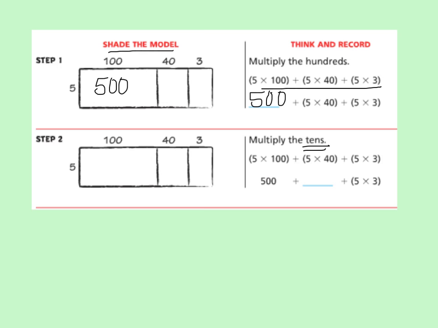Now we're going to multiply by the tens. 5 times 40. I know my basic fact is 5 times 4. That's 20. And since I'm in the tens column, there is 1 0 in the tens. So I'm going to go ahead and add that 0. So now I've multiplied 5 times 40 right here. And in just a moment, we're going to go on and see the next part.